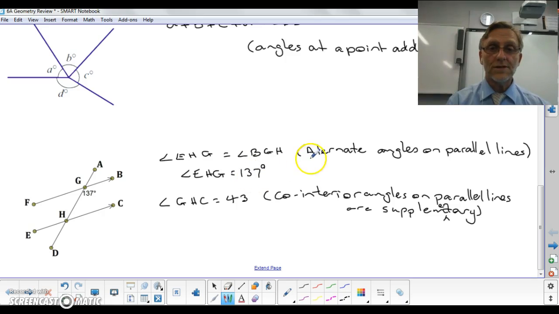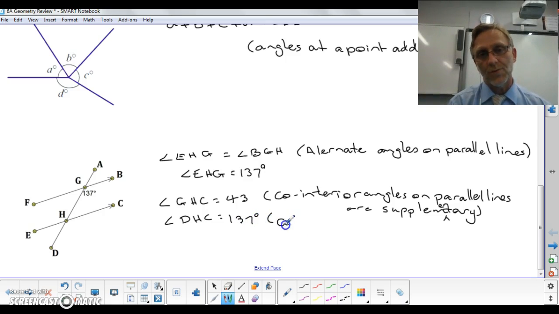Now, that's alternate and co-interior. What about corresponding angles? What angle is corresponding to BGH? What angle makes an F when you look at the lines? It's this one, DHC. So angle DHC, well, it's corresponding to angle BGH. What can you tell me about corresponding angles? Well, on parallel lines, they have to be equal. So you put the reasoning, corresponding angles on parallel lines.